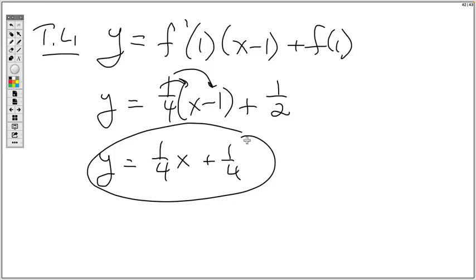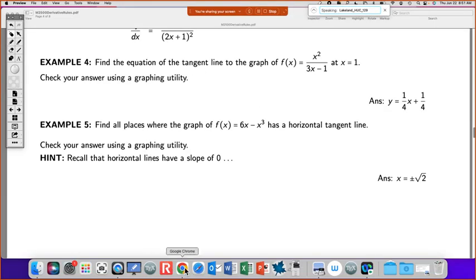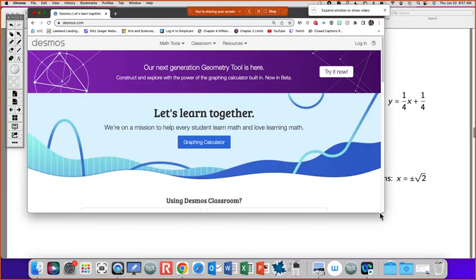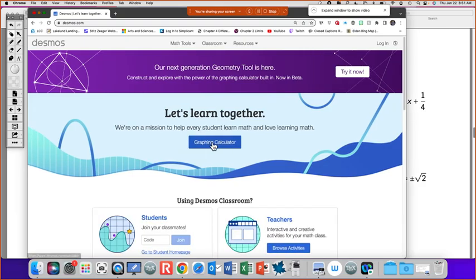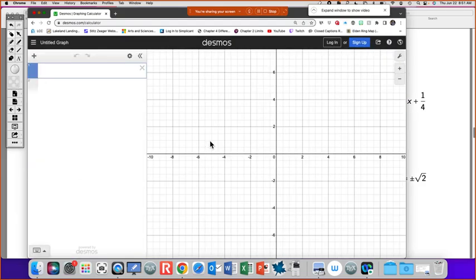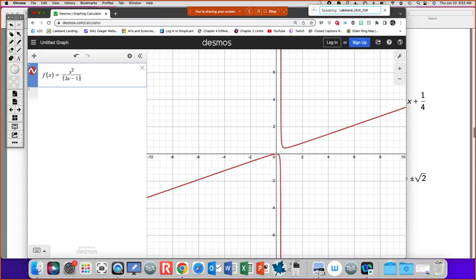Now, how do we check this graphically? So I fire up Desmos. What am I looking for? Put in the original function, f of x, x squared over 3x minus 1. We're looking at the point 1 comma half. There it is.